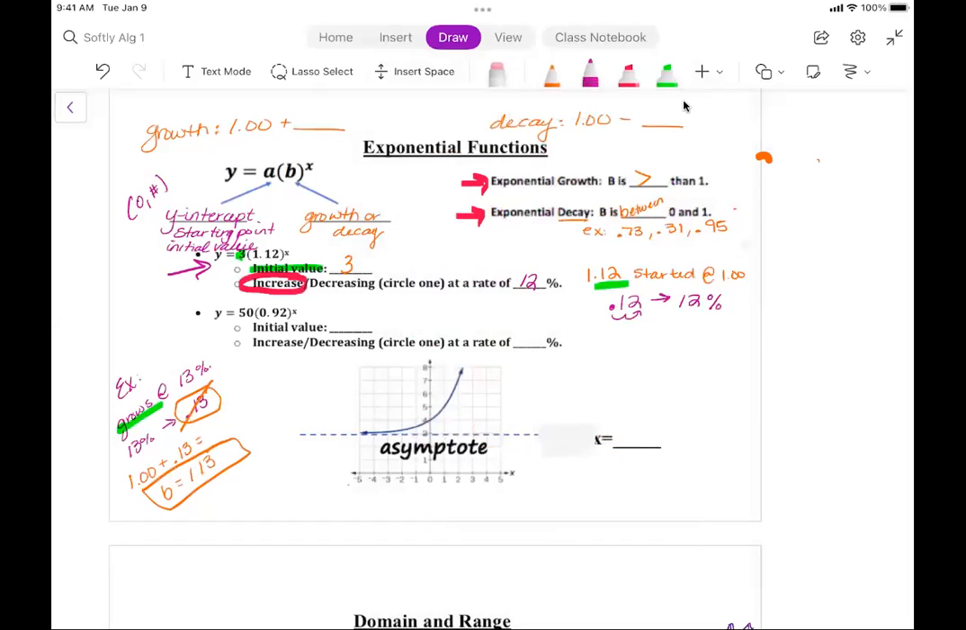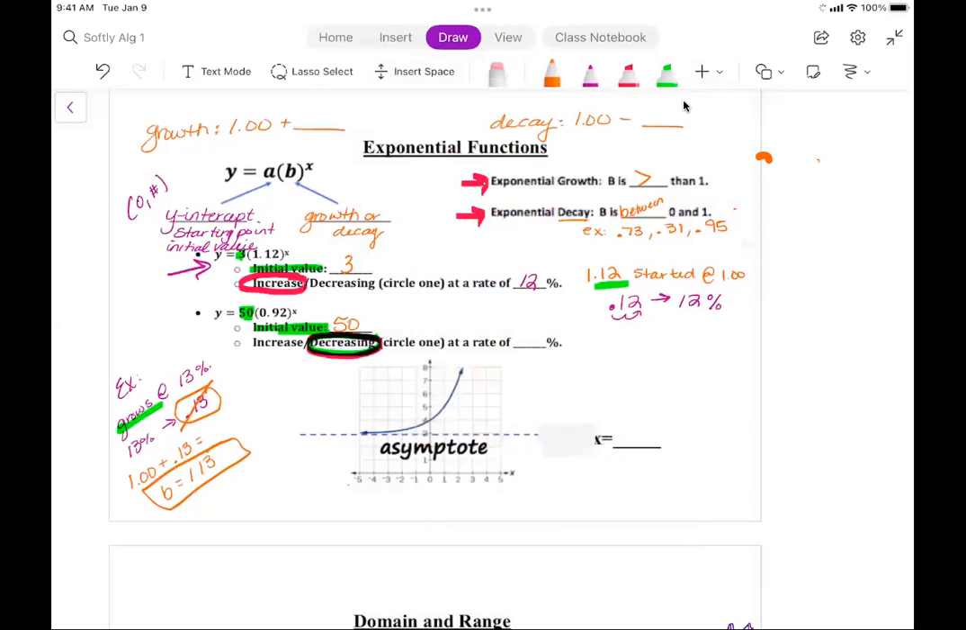All right, I'm looking at my next one. It says y equals 50 times 0.92 raised to the power of x. It says, what is my initial value? Initial value, remember, is whatever is in front of my b value. That's going to be 50. Is this increasing or decreasing? Well, decay is in between 0 and 1. This is like less than $1 if I think about money. So this would be 92 cents. This would be decreasing.